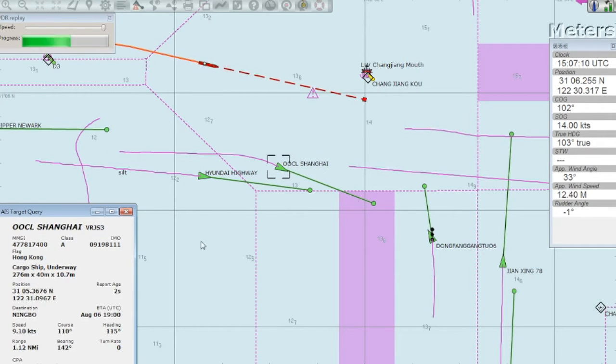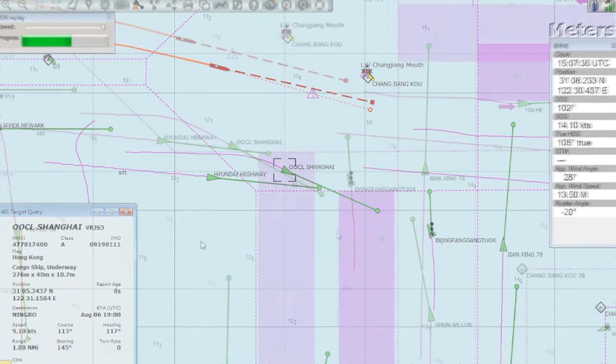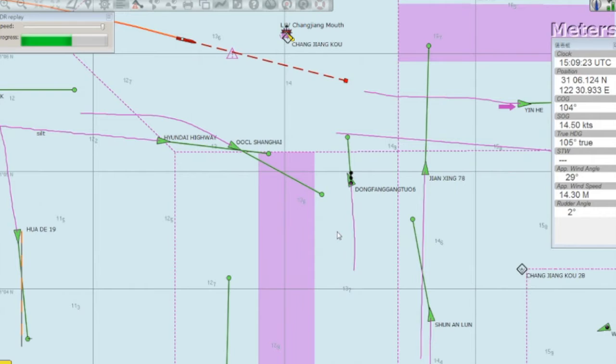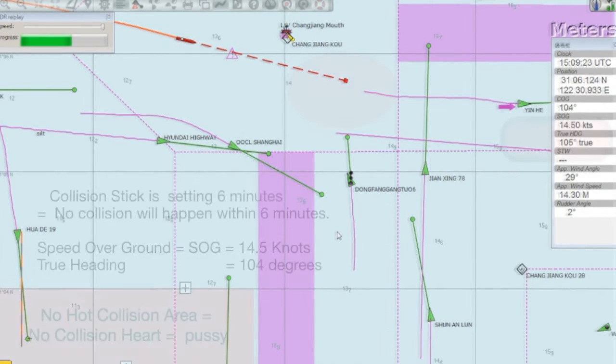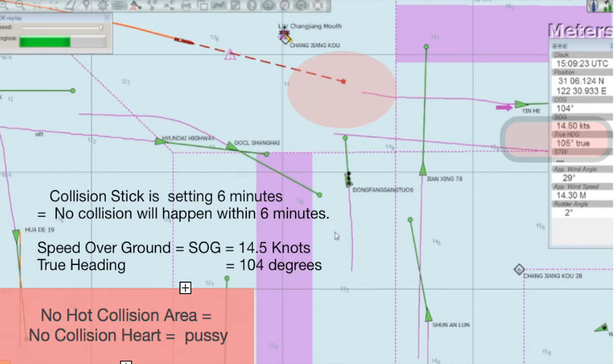Okay, we see this vessel right now going back to its own traffic lane and heading 104. The problem here is own ship is increasing its speed from 8.5 knots to 14.5 knots. This creates some trouble because the collision stick, or collision line, increases with our speed. If we have more speed, then we will have more collision risk.